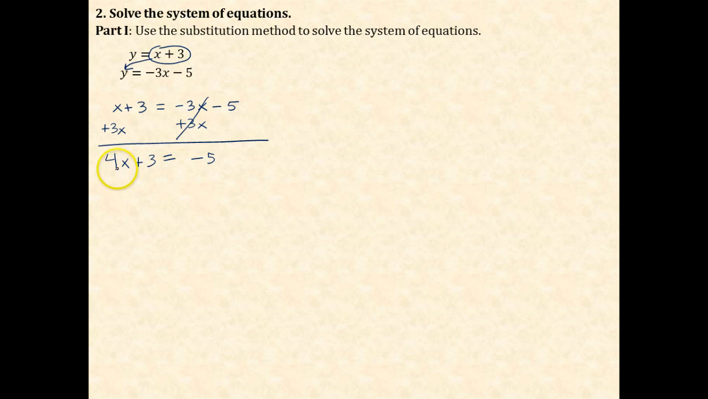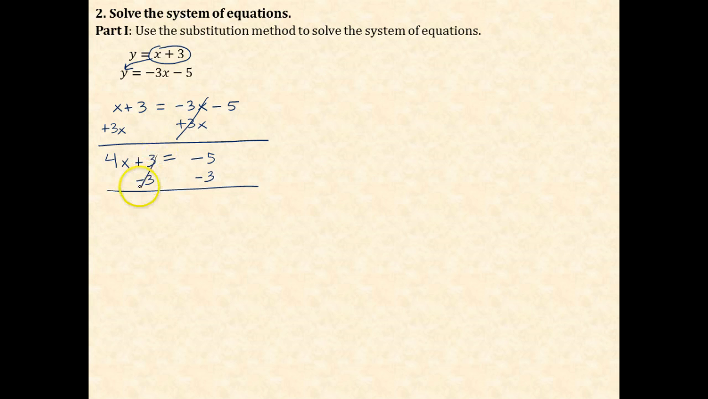Now that my x is all on one side, I need to get rid of all the stuff that's around it. It's multiplied by 4, and 3 is added on. It's easier to get rid of adding and subtracting before we get rid of multiplying and dividing. So the opposite of plus 3 is minus 3. So I'm going to subtract 3 from both sides of the equation.